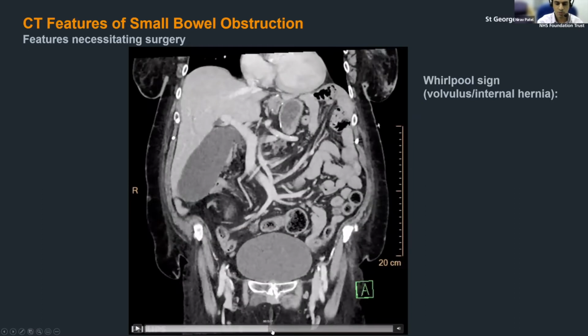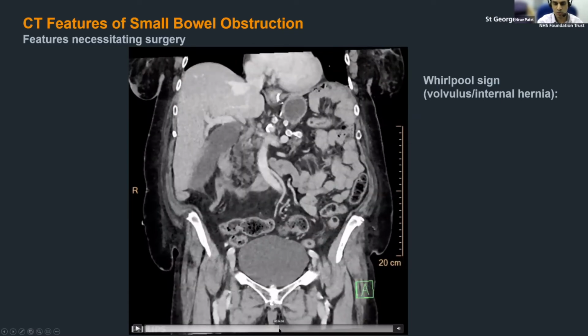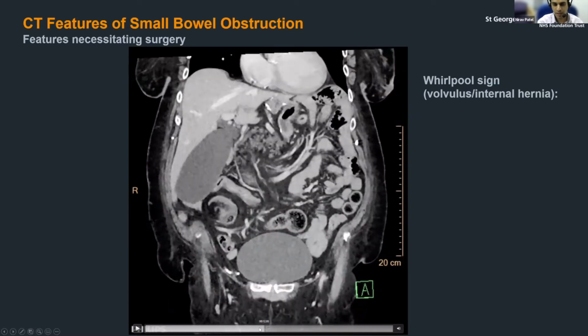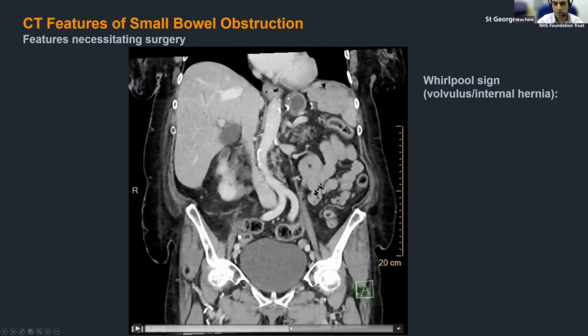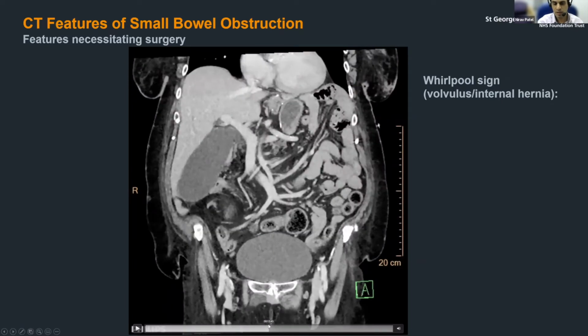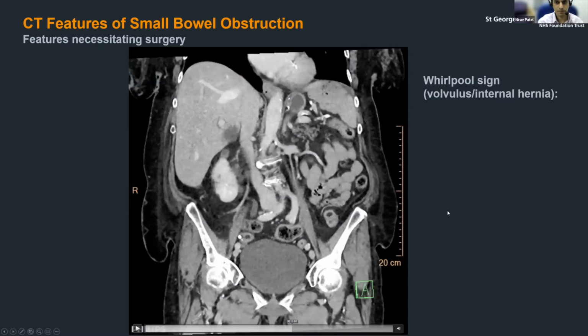Now, this will potentially suggest a volvulus or internal herniation. It must be interpreted in the correct clinical setting, because I often see normal CT scans, patients presenting for other reasons, and the mesentery does these funny things on imaging. So it has to be interpreted in the right context, whether that's a post-operative patient, for example, bariatric surgery patients, or just in the context of suspected volvulus or internal hernias.